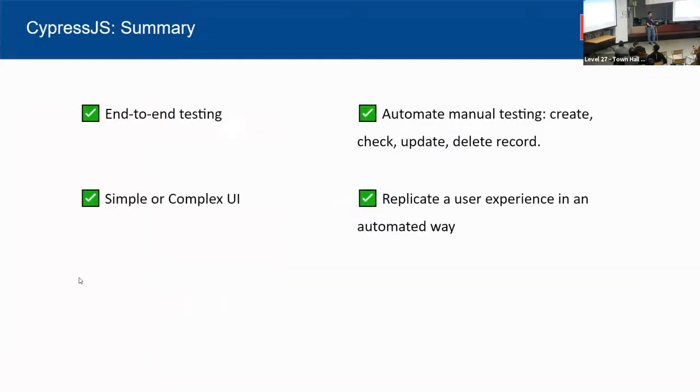So yeah, it does a lot of things. As a summary, I would say CypressJS is really good for end-to-end testing and to automate everything related to front-end, like creating new data, checking, deleting records, replicating basically a user experience in an automated way. So I know it's a PHP meetup, but it can be used to debug your PHP application, but also anything that is based on a website.